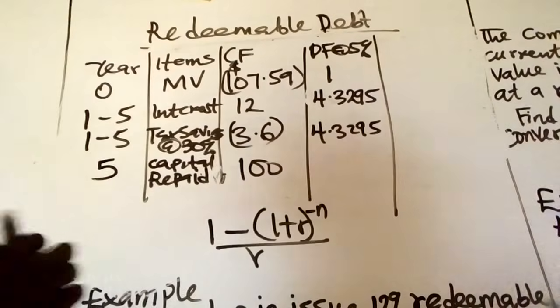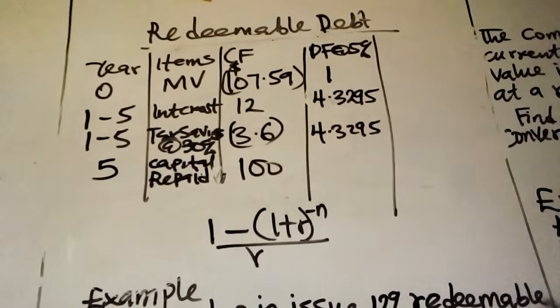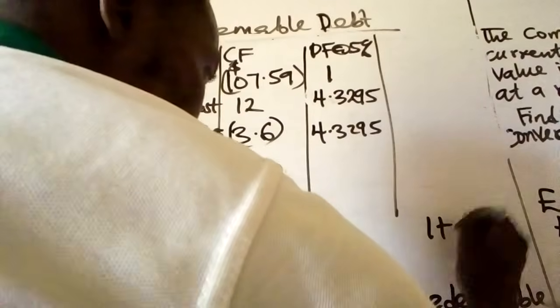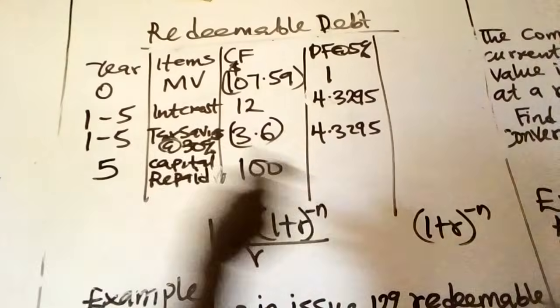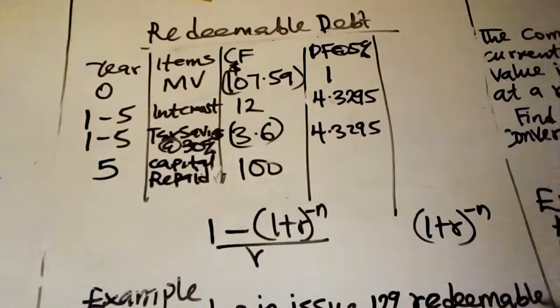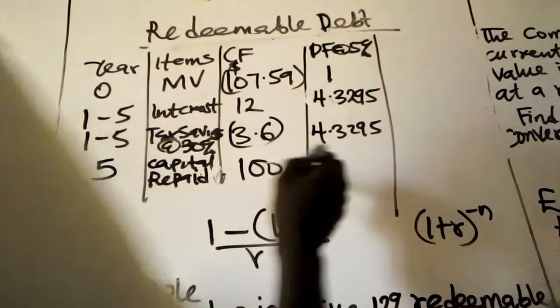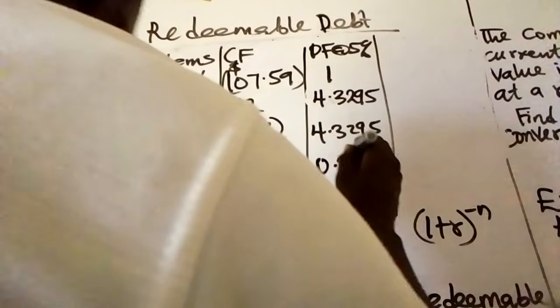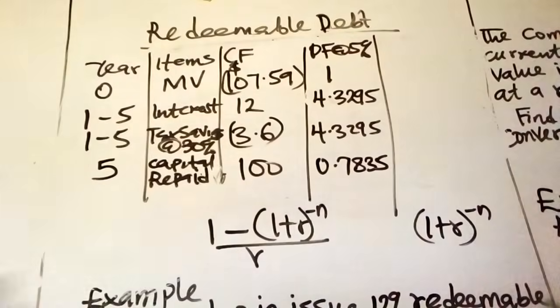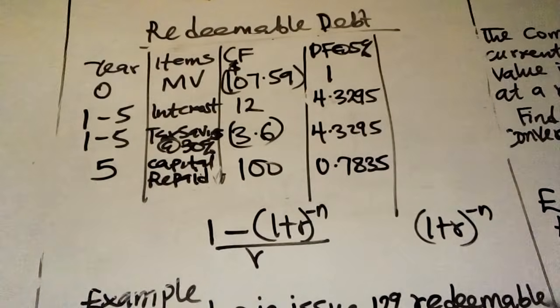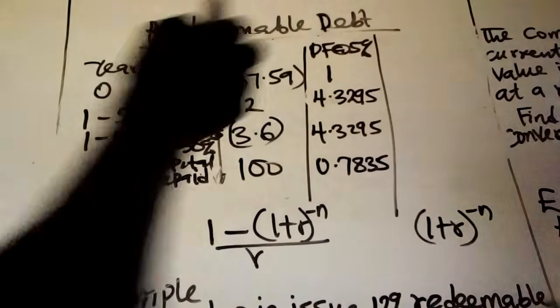Same for this, 4.3295. Then for year 5, we make use of this formula, 1 plus r raised to power minus n, since it is only year 5 you need. 1.05 raised to power minus 5, then we have 0.7835. Then what will be the present value of that?